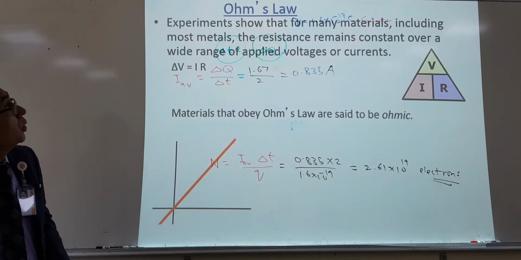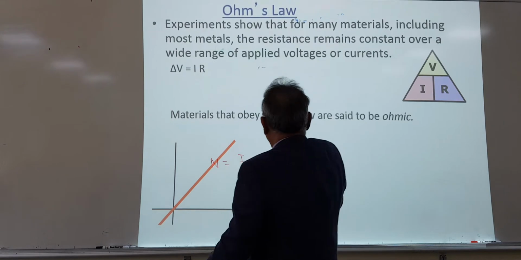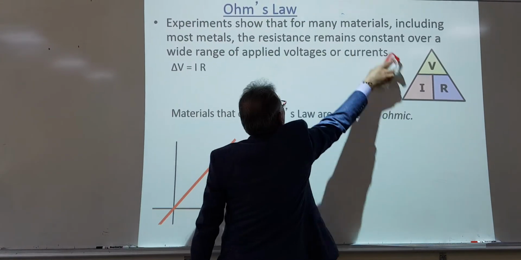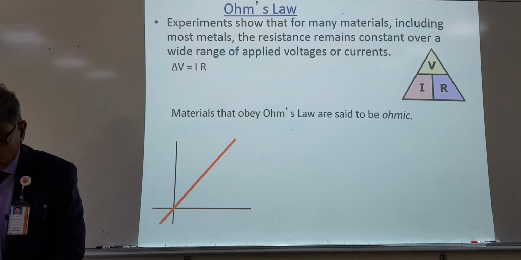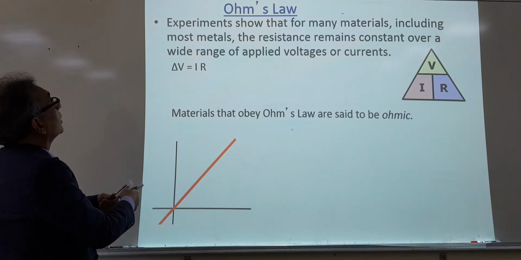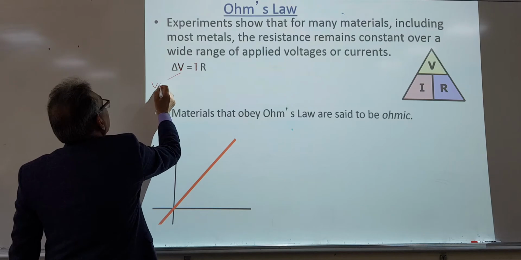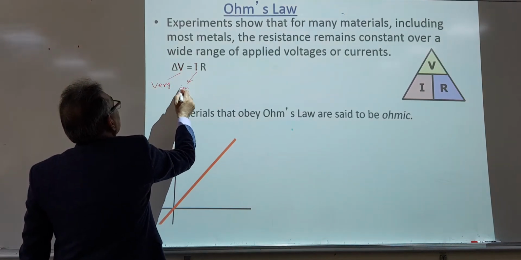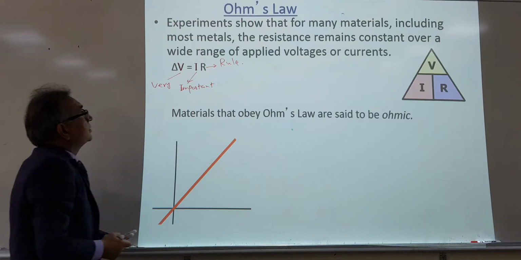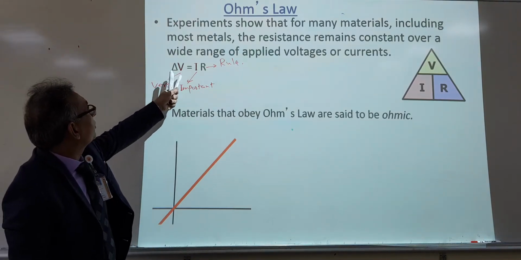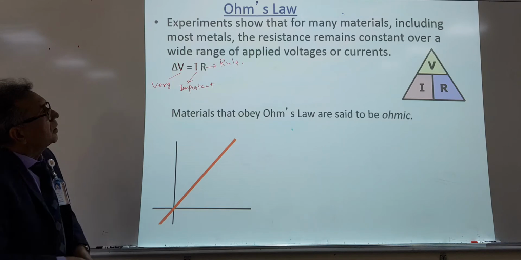All right. Next is Ohm's law. Ohm's law is a very important rule in current electricity. This is how my students remember this rule: V is equal to I multiplied by R, where V is the potential difference, I is the current, R is the resistance.